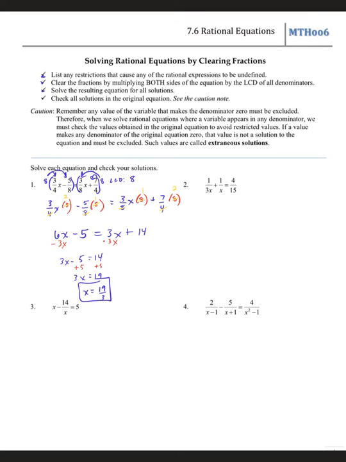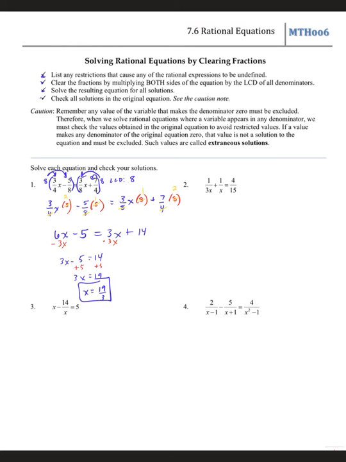And then what you should do then is check all solutions in the original. So I want you to pause the video, use your calculator, and substitute 19/3 in for the x to make sure this is true. I checked it on my calculator. I will let you check it to see if we made any mistakes or not, so you can see if 19/3 is correct.